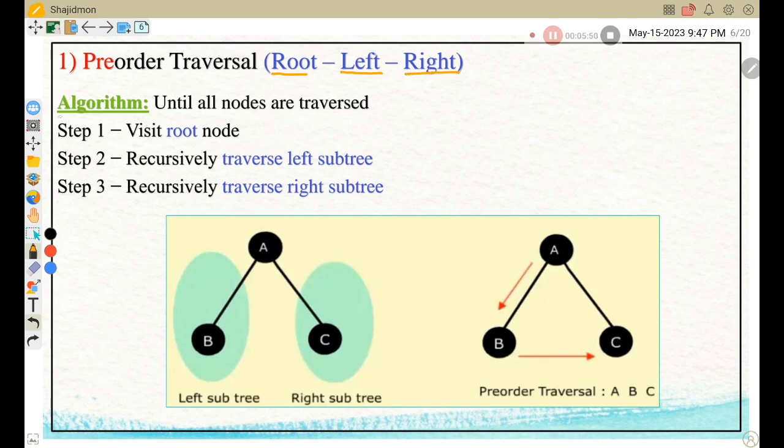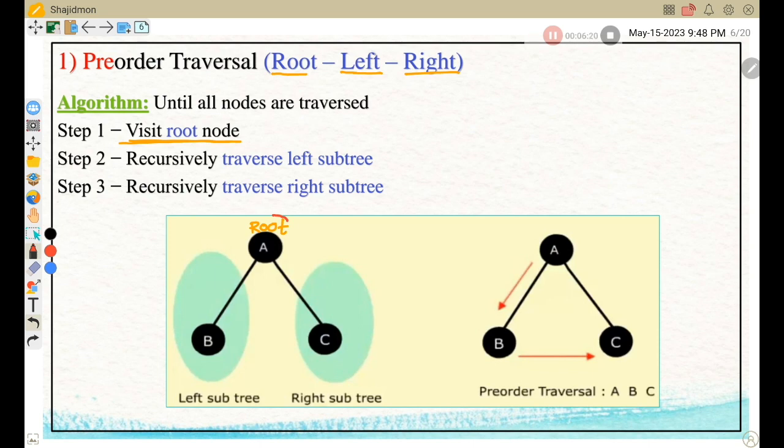What is the algorithm for pre-order traversal? You can see step 1: visit the root node. You can see a picture of a tree here at the bottom. In this tree, this is the root vertex, the A vertex. Now we have a left subtree and a right subtree. What is the left subtree? That is only the vertex B, correct? Only one vertex. And the right subtree is C.